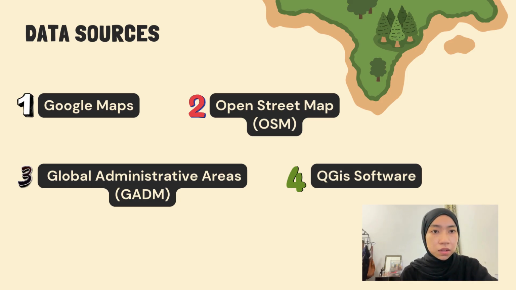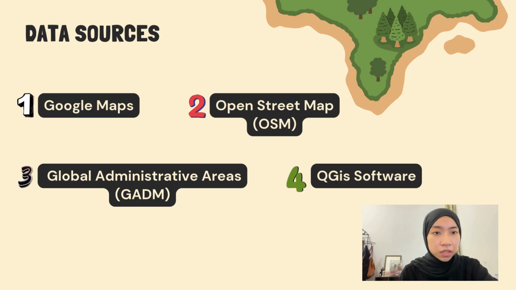So, data source. The data used in this project were collected from multiple sources, which are Google Maps, OpenStreetMap, administrative boundary data, and QGIS software. For Google Maps, tourist attraction locations in Bandar Hilir were identified based on points of interest such as museums, historical landmarks, and cultural sites.